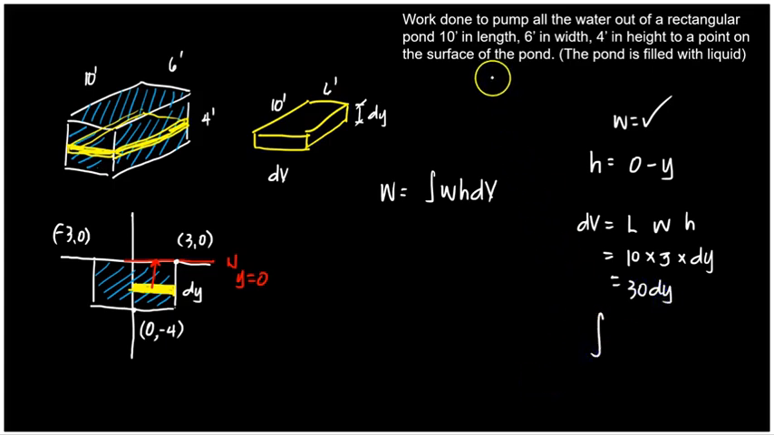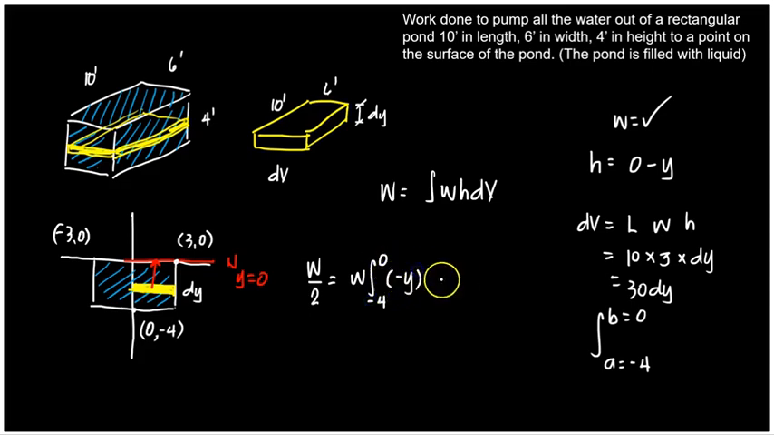And then the question is, for the limits a to b, how much of the liquid do I need to pump out? It says there initially the pond is filled with liquid and I need to pump out all of the water. So since it's all of the water, that means from -4 up to 0. So the work done, since that is only half of it, will be w integral from -4 up to 0. H is -y. dv is 30 dy.